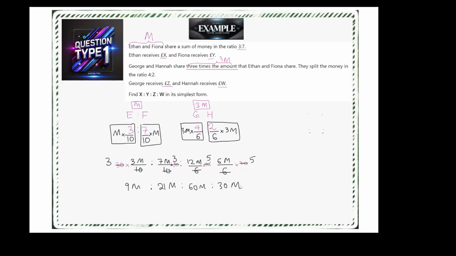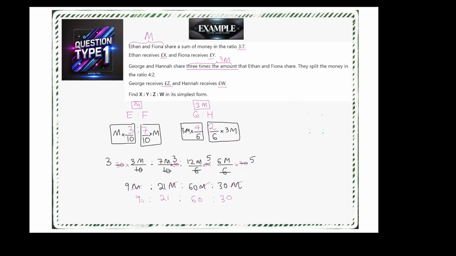Now obviously I have m's in all of them. I can easily cross them out by dividing everything by m to simplify that. So I have 9 is to 21 is to 60 is to 30. Now if I can divide all of these by any common number, I should. Now I can see they all can be divided by 3.